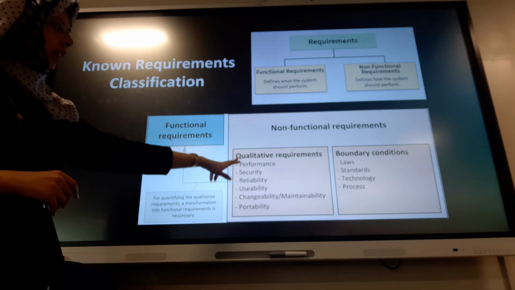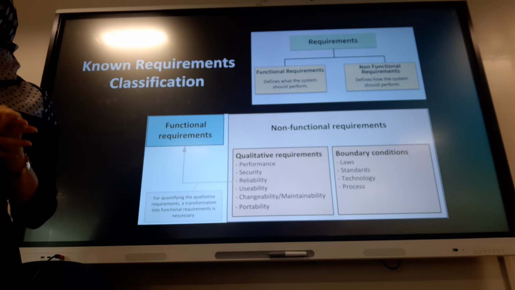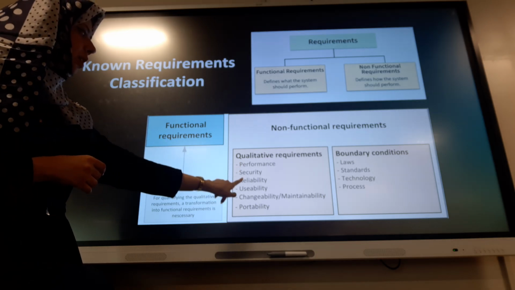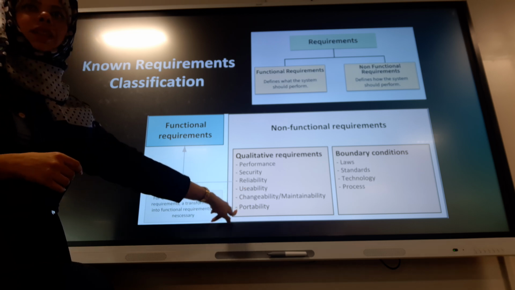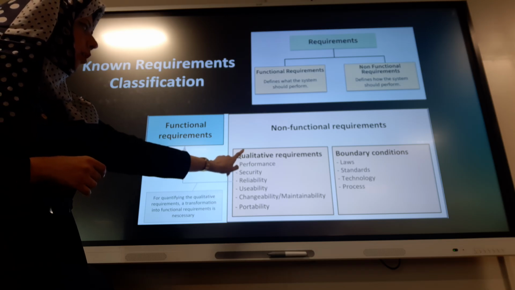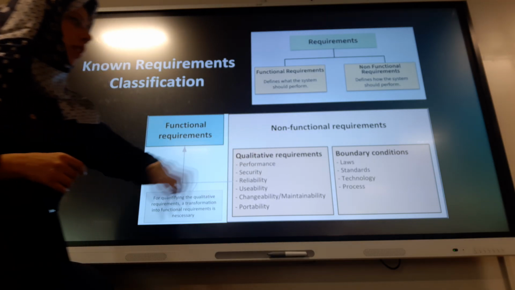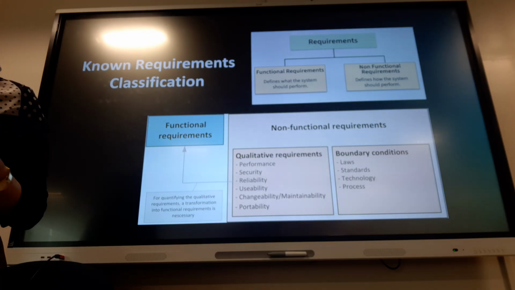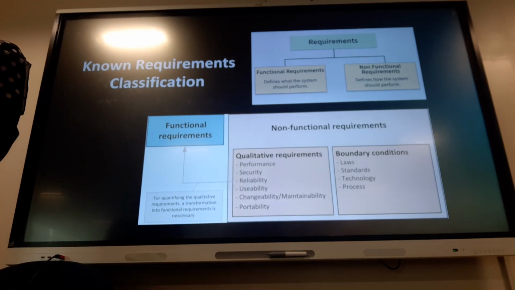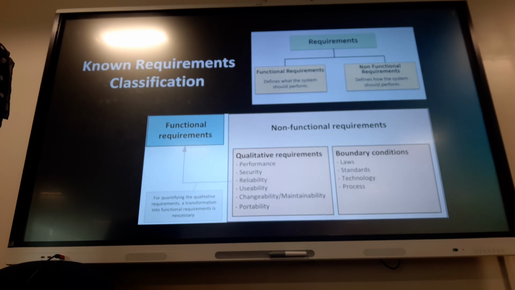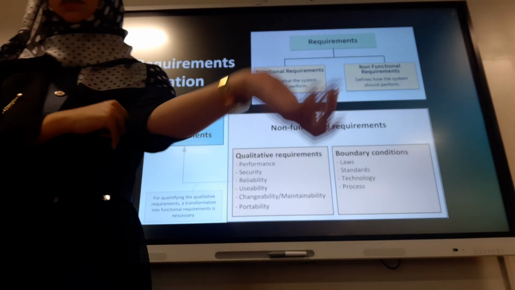But for now, let's look at the initial draft of how these requirements could be split. We have performance, security, reliability, usability, changeability, portability. These can all be considered qualitative requirements under non-functional, while boundary conditions would go by law, by standards, by technology trends, by process models. We can specify what standards you're aware of when it comes to coding. Do you know the ISO standard? The IEEE standard? The FDA for food and drugs? You know this.